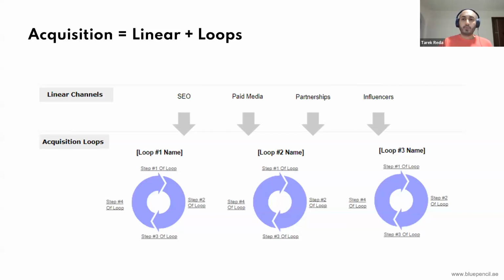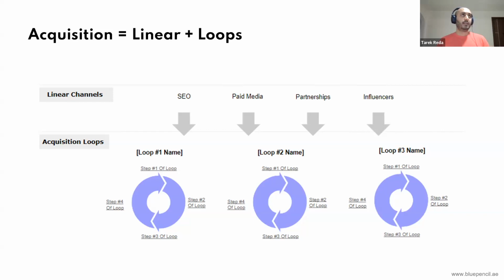All right. Thanks everyone for all your input. So just one last thing on acquisition. What you want to end up with is really this picture here. Like I said again, the growth model, but only covering up to the acquisition part. So you have your linear channels, and those are feeding into your acquisition loops.